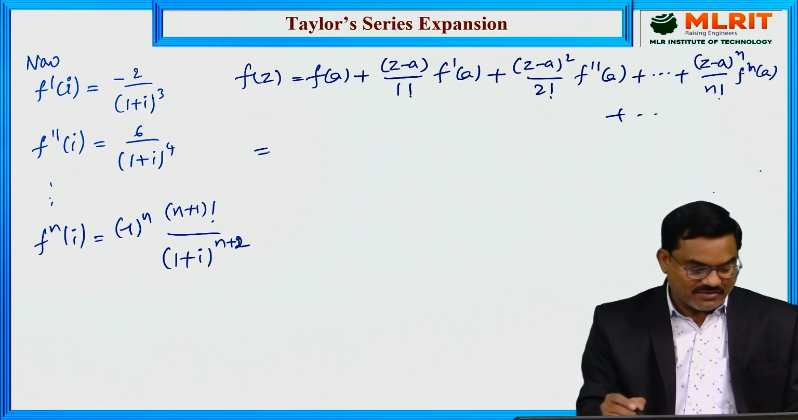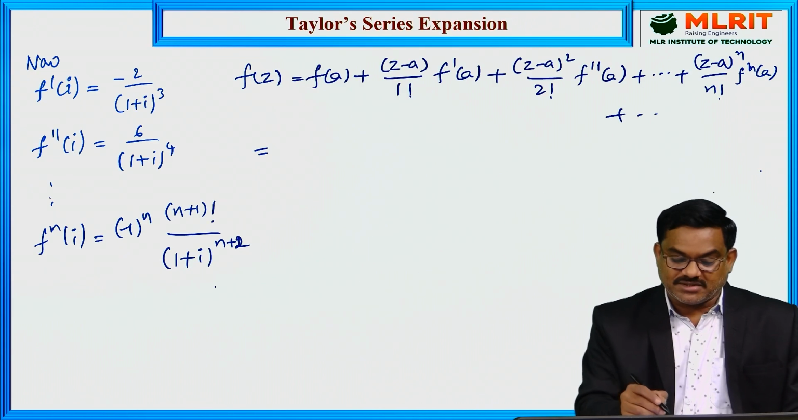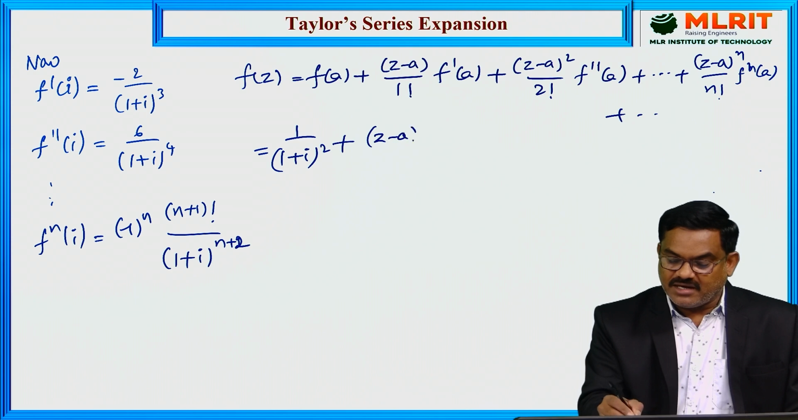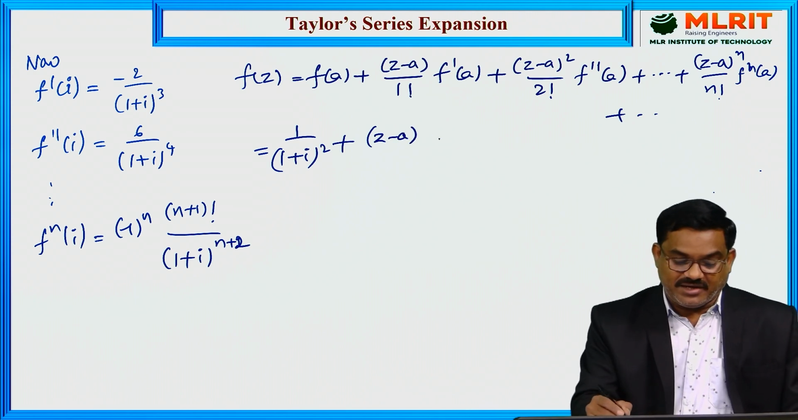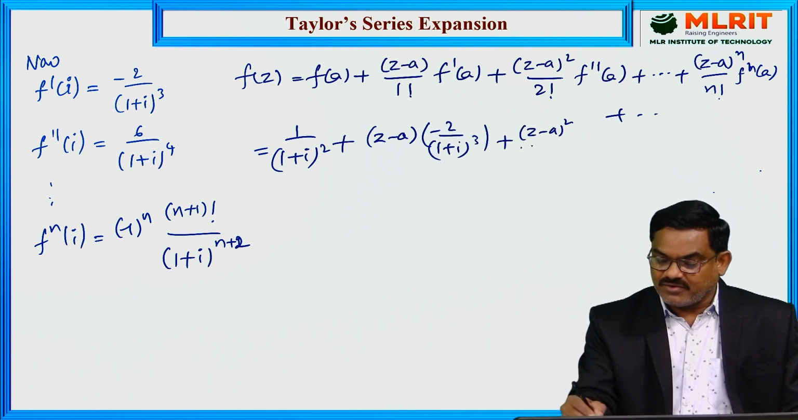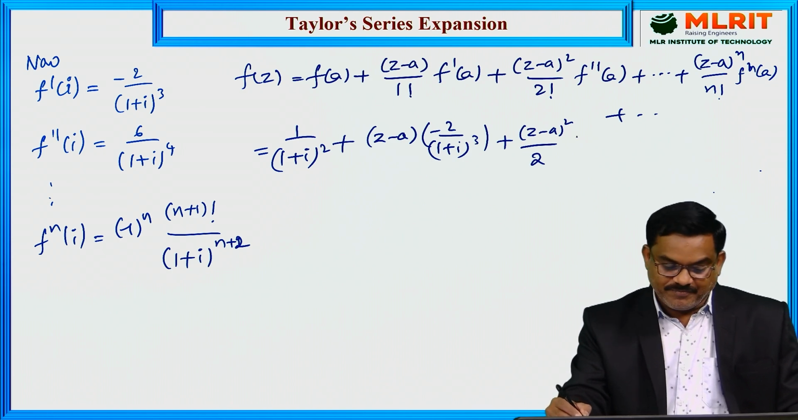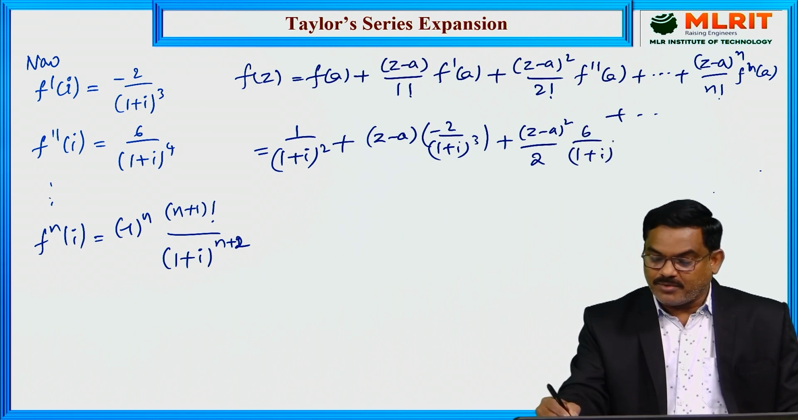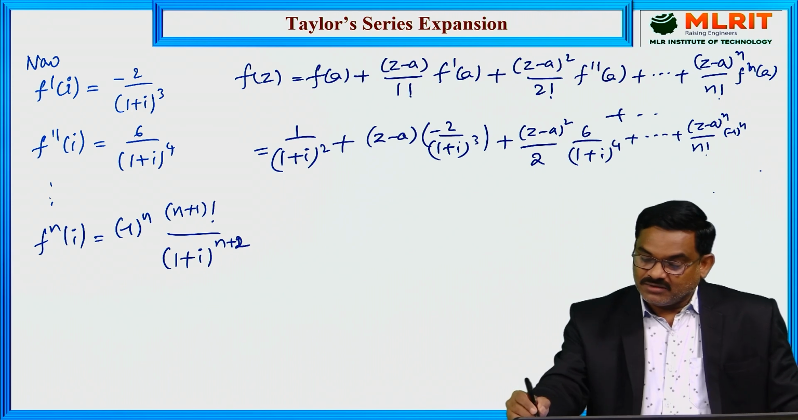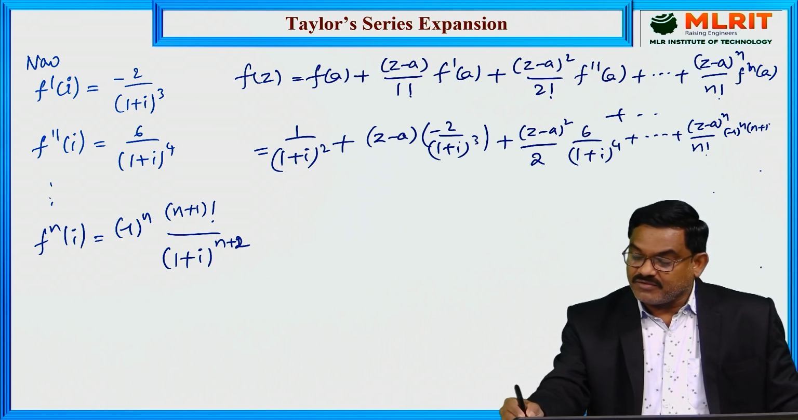Let us substitute all the values. f(a) is 1 by (1 plus i) whole square, plus (z minus a) by 1 f dash at i, which is minus 2 by (1 plus i) whole cube, plus (z minus a) whole square by 2 into f double dash, 6 by (1 plus i) whole power 4, plus so on, plus (z minus a) power n by n factorial into minus 1 power n into (n plus 1) factorial by (z minus a) power n plus 2, plus so on.